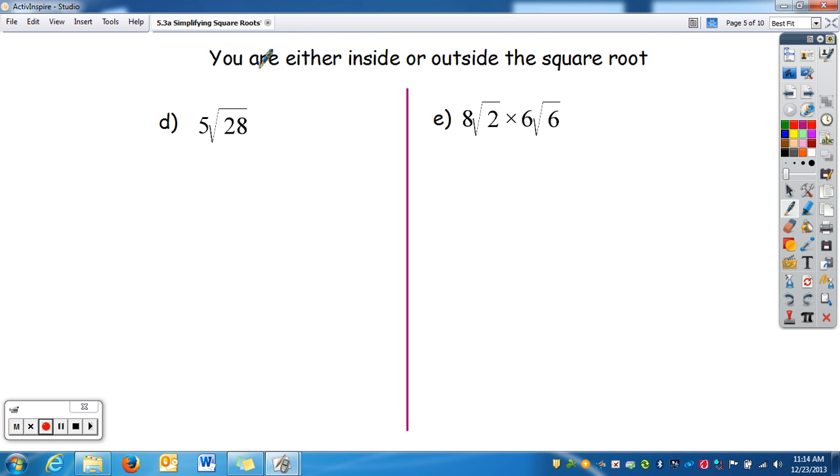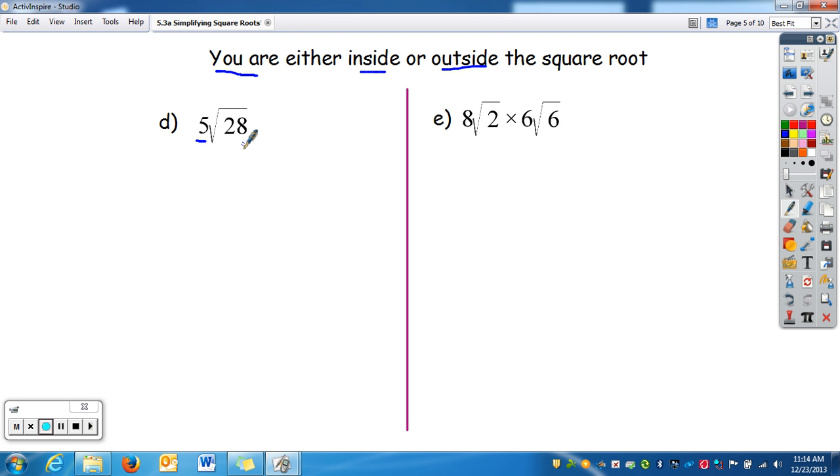Alright, so the next one is when we have numbers already on the outside. So what do we do there? So you have to think to yourself, you're either on the inside or you're outside of the square roots. The insides go together and the outsides go together. The people in jail associate with people in jail. The people outside of jail associate with people outside of jail. So here we have 5 square root of 28. The 5's already on the outside, so I'm going to see who joins this.